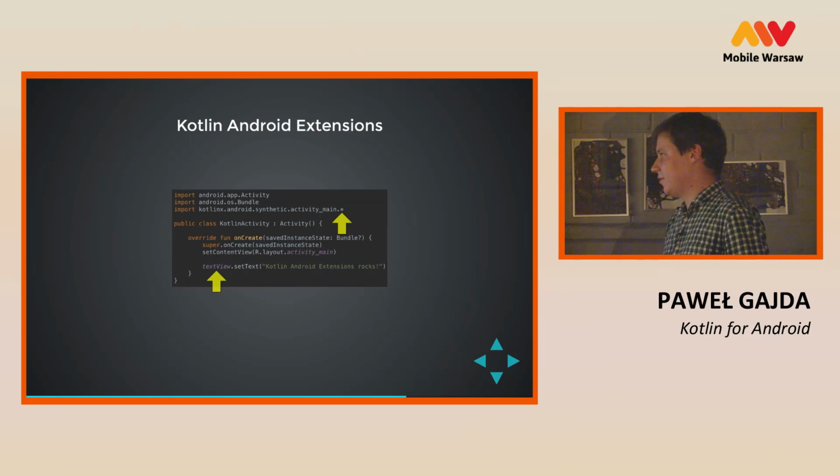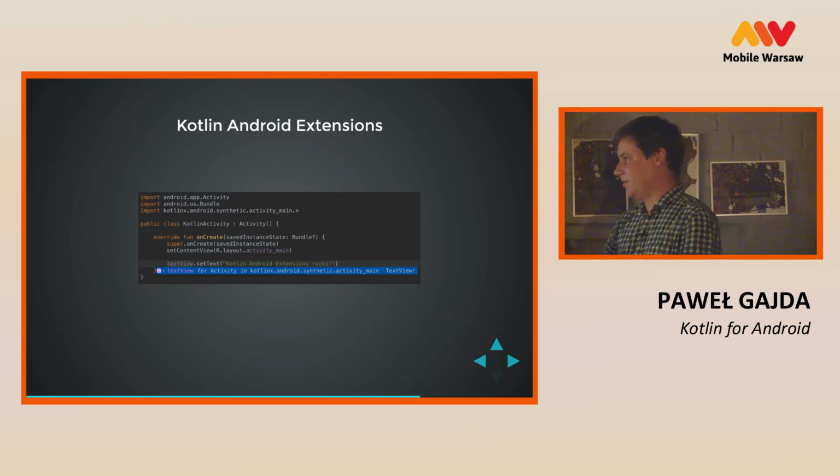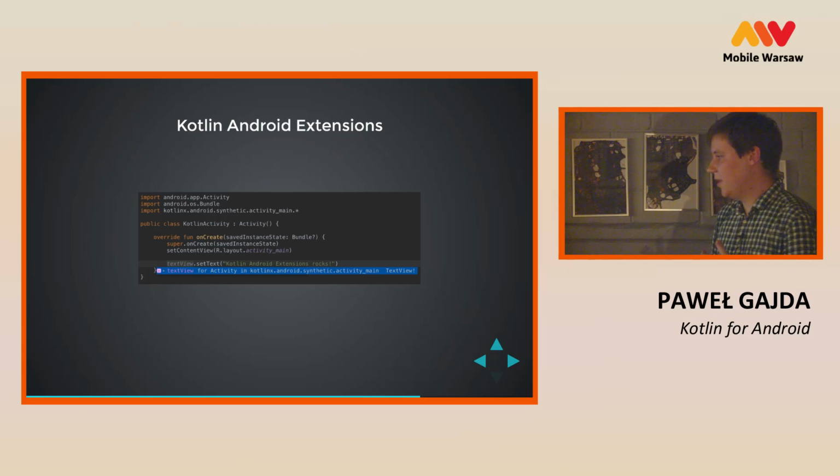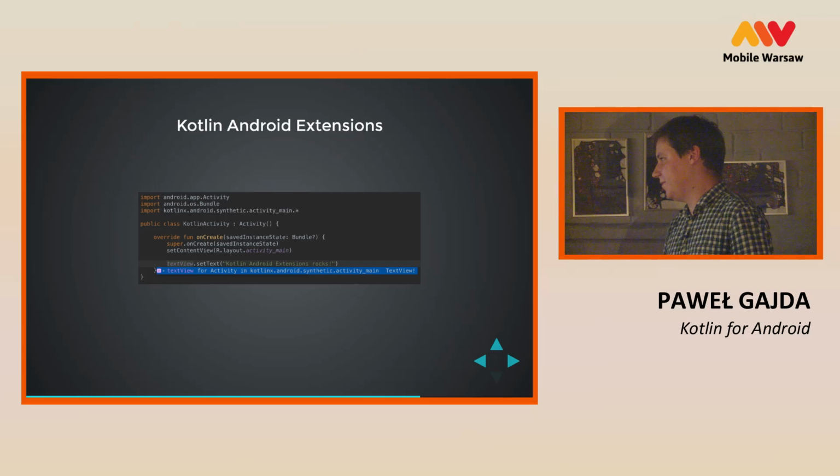There is kotlinx.android.synthetic. This library creates at compile time a caching function and property using extension functions, and after that magic we have access to all layout components named after component IDs. In another file, the XML file, we have a text view with the ID textView, and that's why we have access to it. You can see that under the hood it's an extension function.